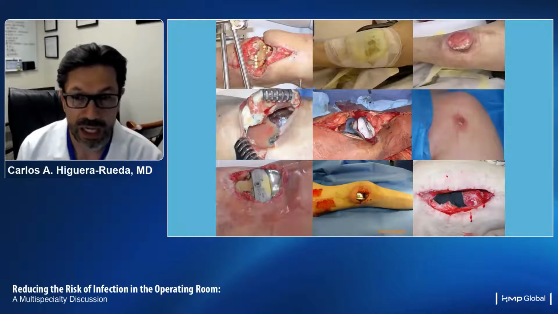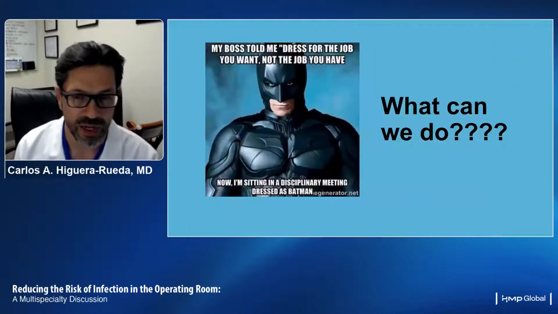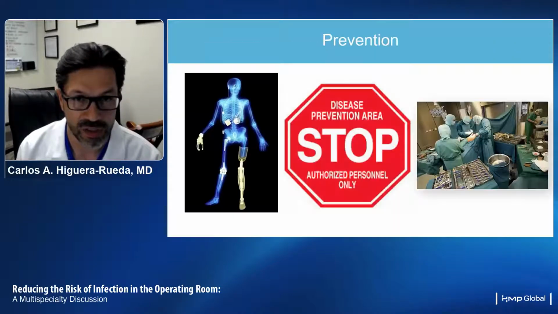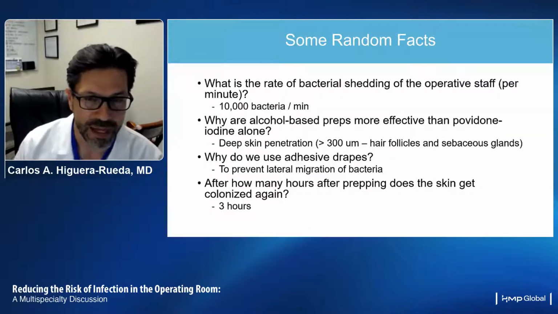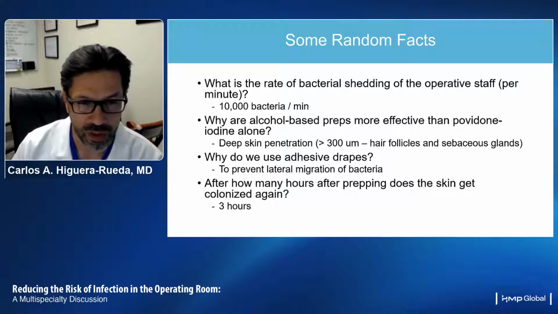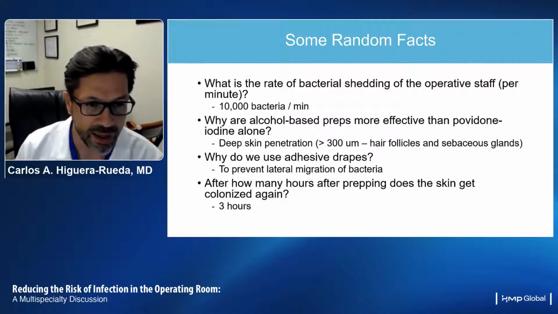So if you don't want your clinic to look like this, there is something very important you need to do, and it is prevention, as my two colleagues just talked about. So I just want to give you some random facts about what happens in the operating room. What is the rate of bacterial shedding of operative staff per minute? It is about 10,000 bacteria per minute, which is incredibly high.